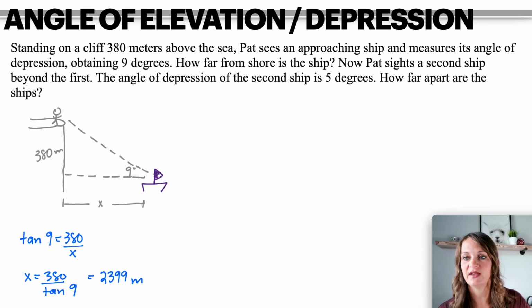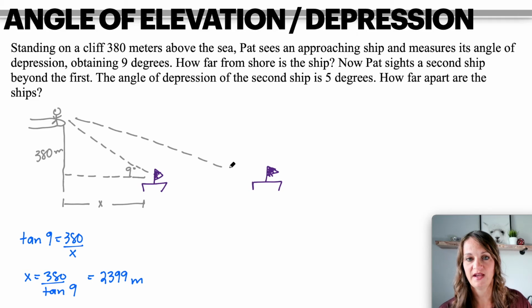Now, Pat sights a second ship beyond the first. So now we have another ship that is in play. So ship number 2. And the angle of depression of that ship is 5 degrees.